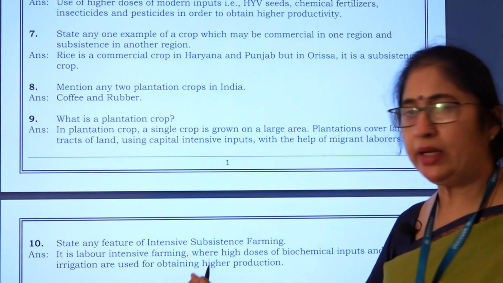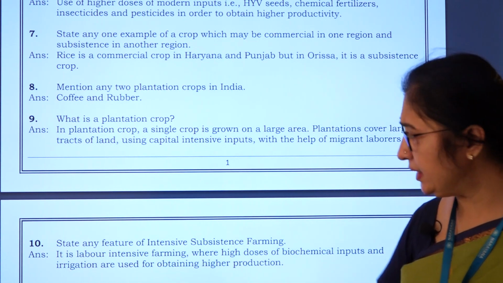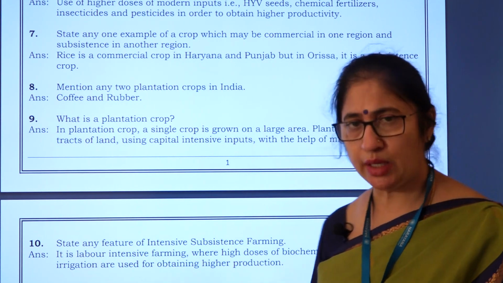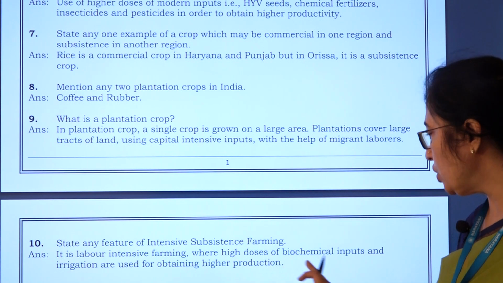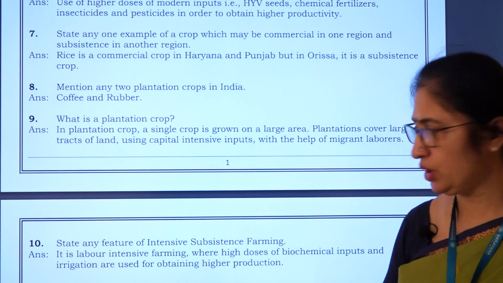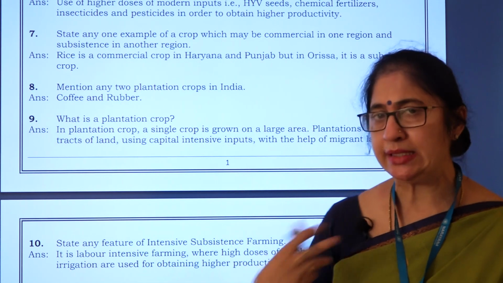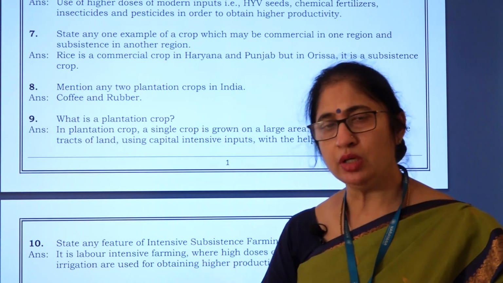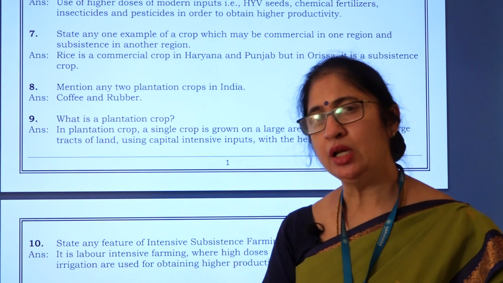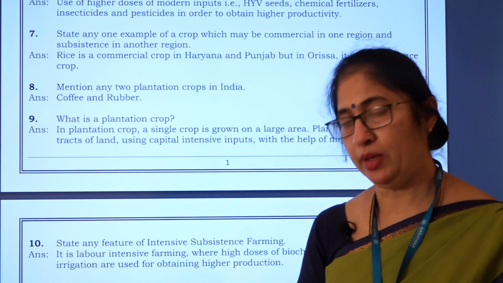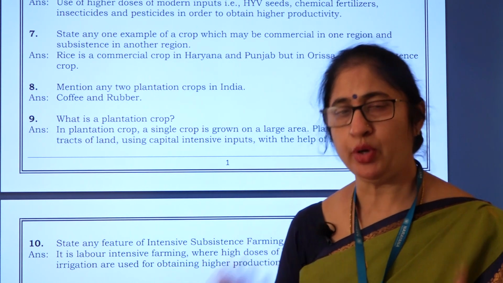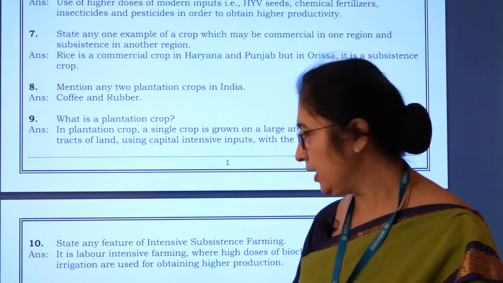State any one feature of intensive subsistence farming. Intensive subsistence farming is labor intensive farming, that means more labor is required. High doses of biochemical inputs and irrigation are used for obtaining higher production. The word itself is intensive. Intensive means where we put more doses of chemicals and irrigation, and mechanized farming is also used. More labor is used because we require high production. So, it is labor intensive farming.